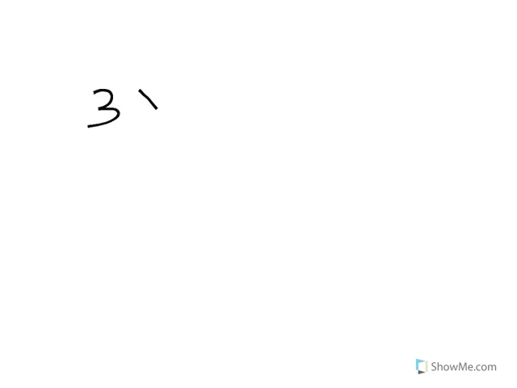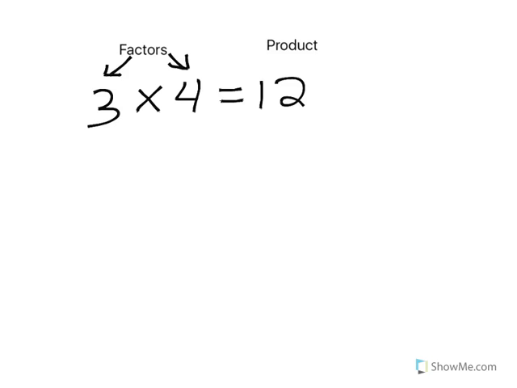First off, let's put an example of a multiplication fact. 3 times 4 equals 12. 3 and 4 are the factors in this multiplication fact. The 12 is the product. When you multiply them, you get 12.